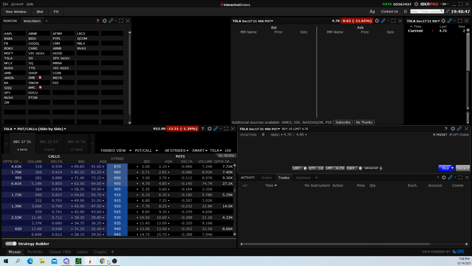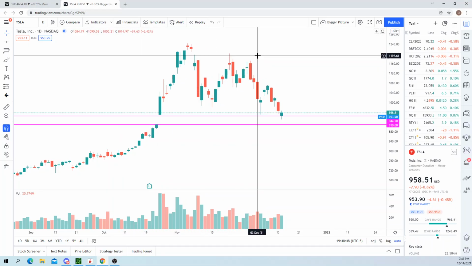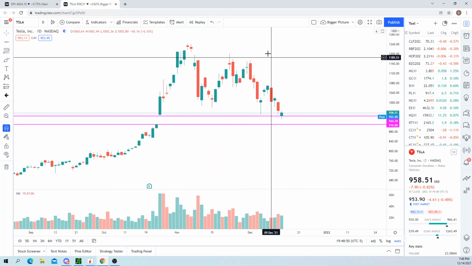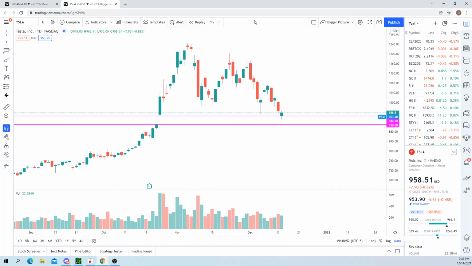So for this video, I see a lot of people looking at this Tesla gap fill on the daily chart. So for this video, we're going to use this particular play. Like I said, this is a theoretical play. I'm not looking at this exact play to trade myself, but let's just use it for this video.